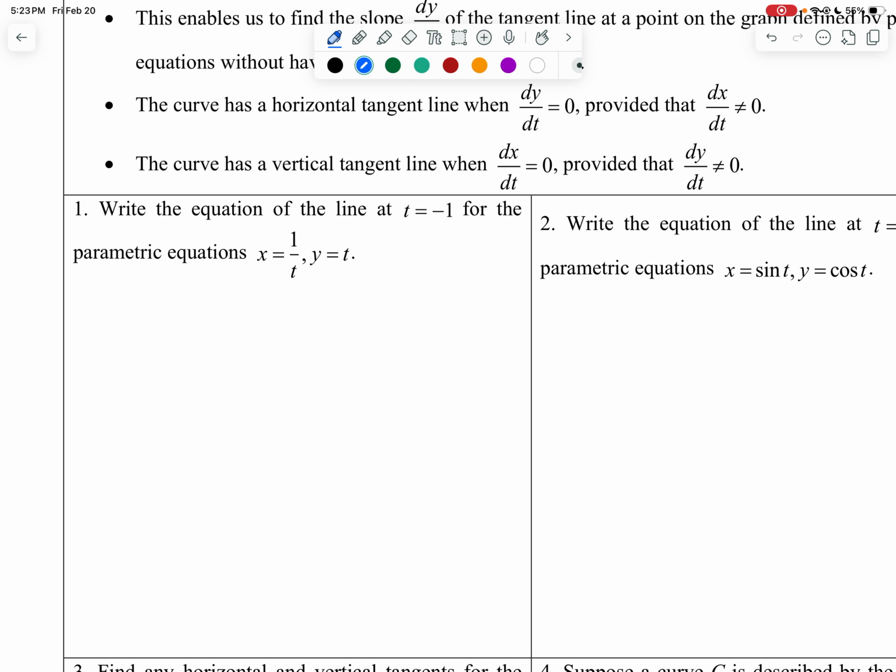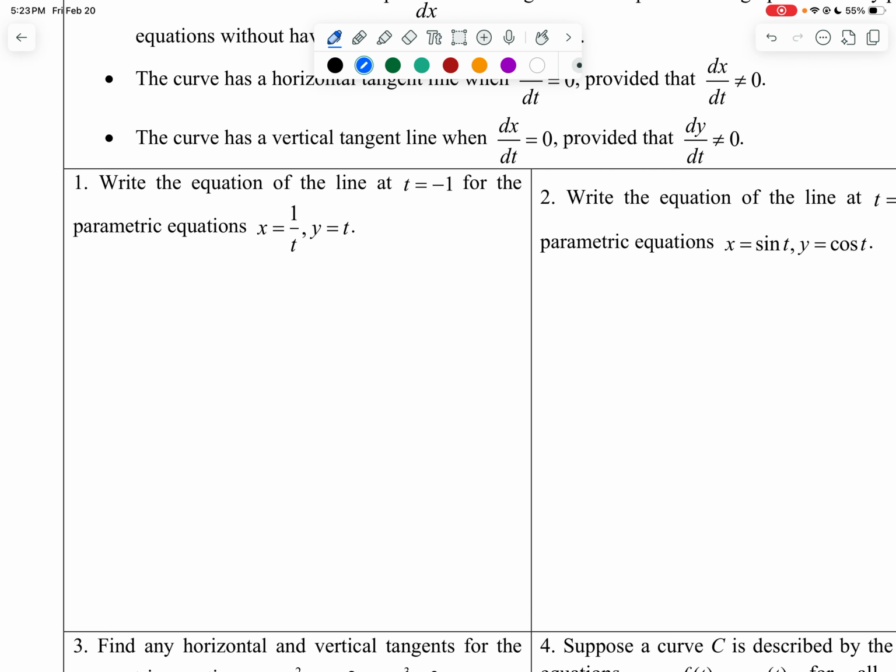Now, in order to do that, I need to figure out what my rectangular equation is, because whenever I'm writing the equation of a tangent line, I always want it in terms of a rectangular equation. So in this case, I'm going to plug in -1 so that this becomes (-1, -1) in terms of my rectangular coordinate. Once I get my rectangular coordinate, I just need to figure out what the slope is. And remember, the slope is just going to be dy/dt over dx/dt.